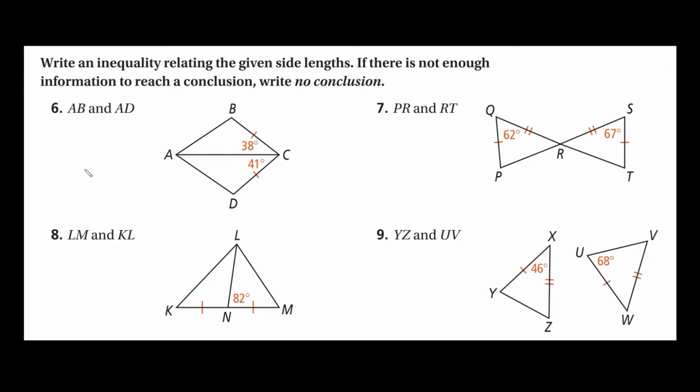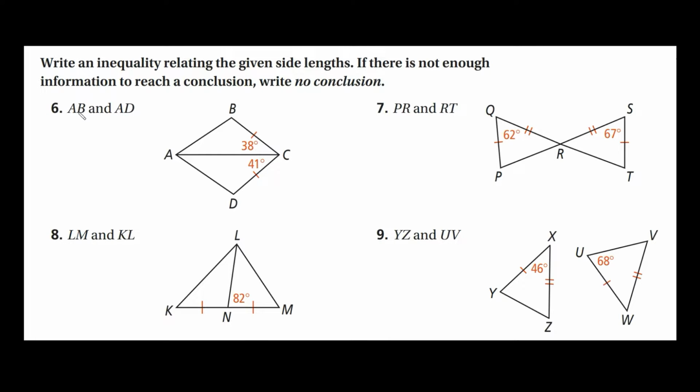So in this video, I'm going to teach you how to compare the sides and the angles of two triangles using the Hinge theorem, right? So here, the problem just says, write an inequality relating the given side lengths. If there's not enough information to reach a conclusion, write no conclusion, all right?